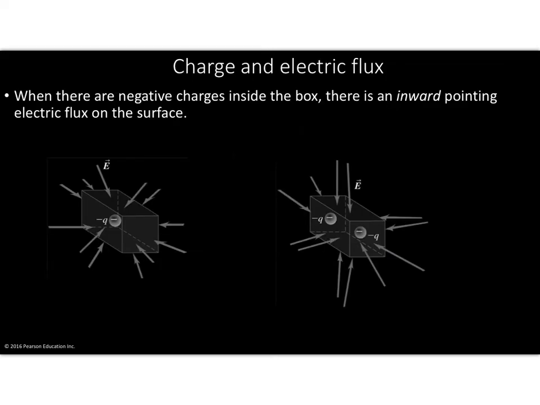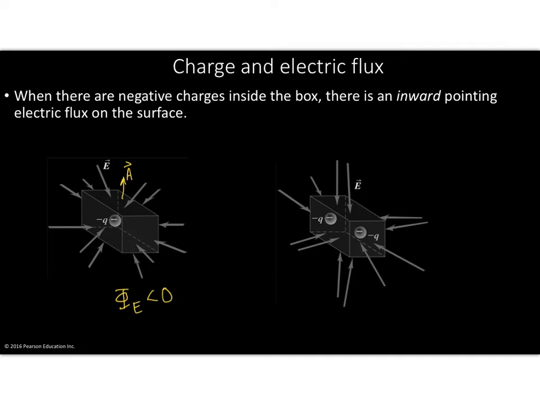Okay, now we want to look at something about the flux and the charge that's inside the surface. Again, remember negative charges have electric fields that go towards them. And so in this case, the electric flux is negative because the electric field goes into the surface, but the area vectors are pointing away. So they're anti-parallel, so they're going to give a negative dot product.